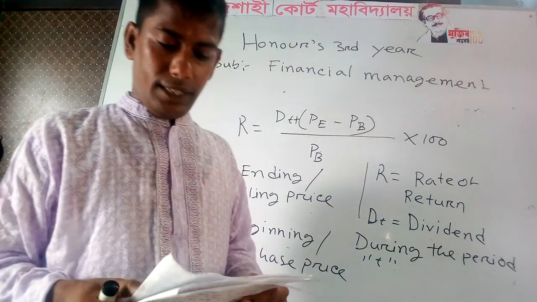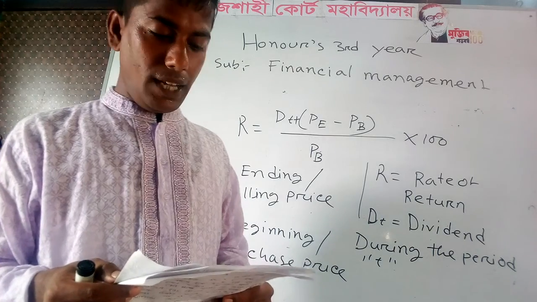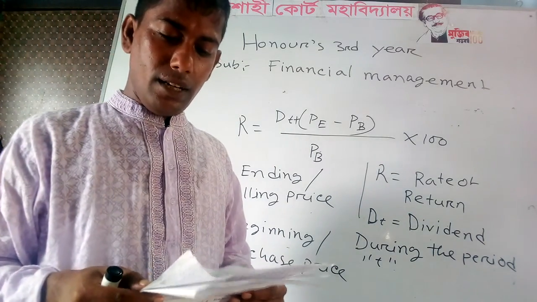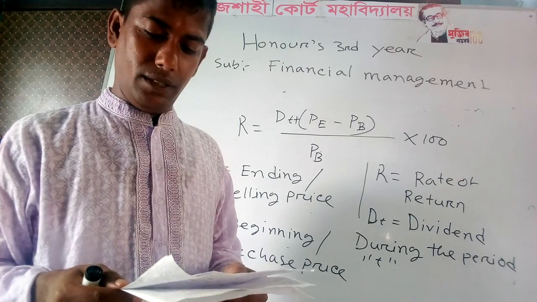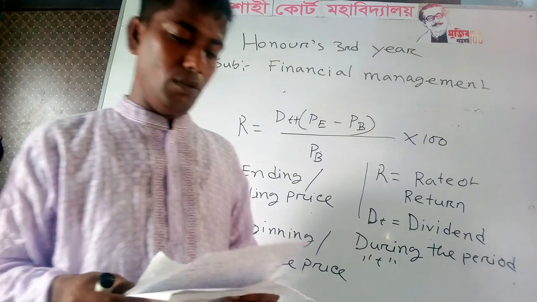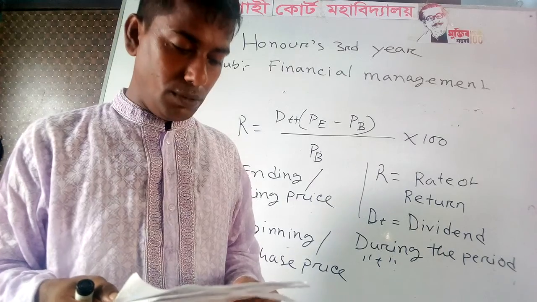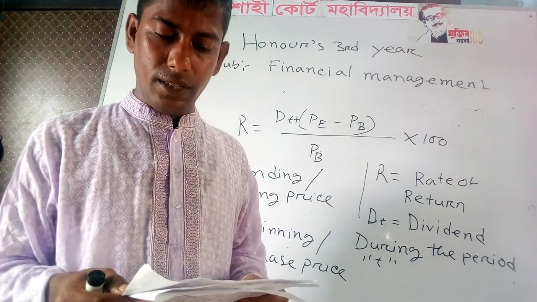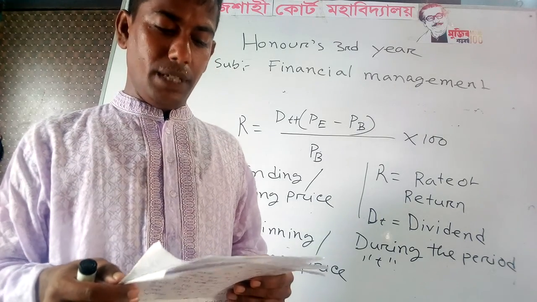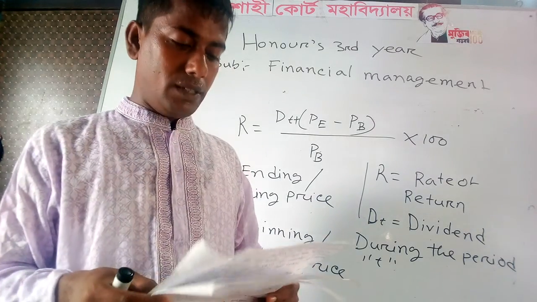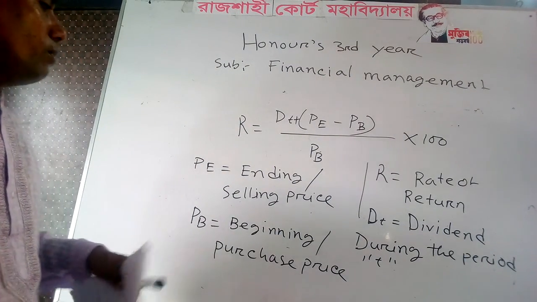It is commonly measured as cash distributions during the period plus the change in value, expressed as a percentage of the beginning of period investment value. Again, we will repeat. Now we are discussing one kind of problem.